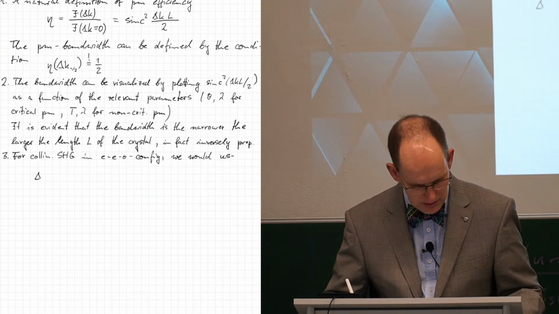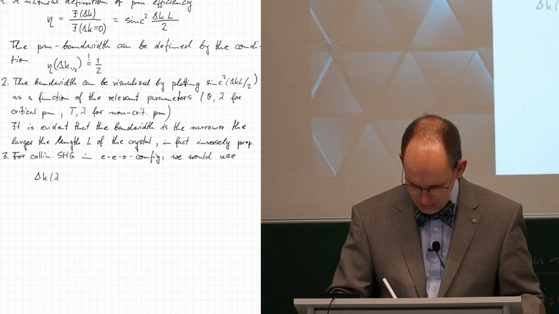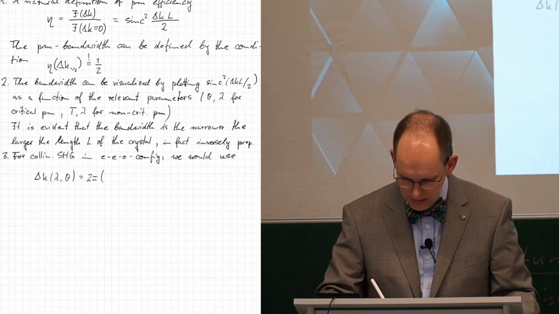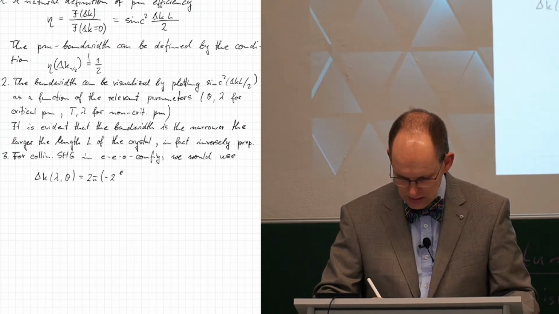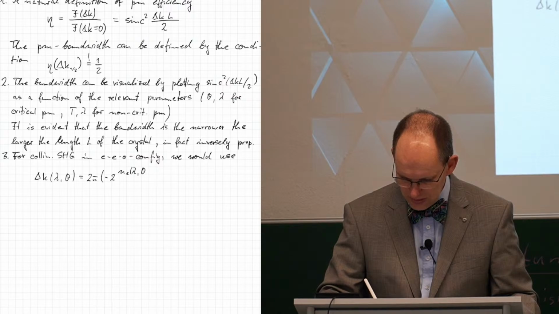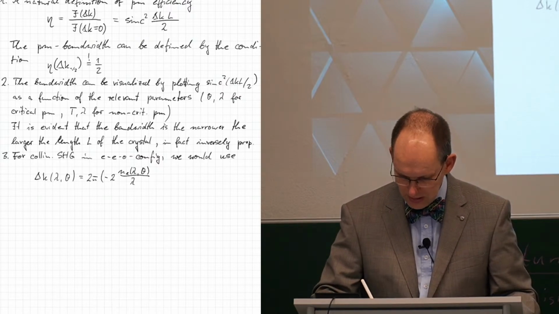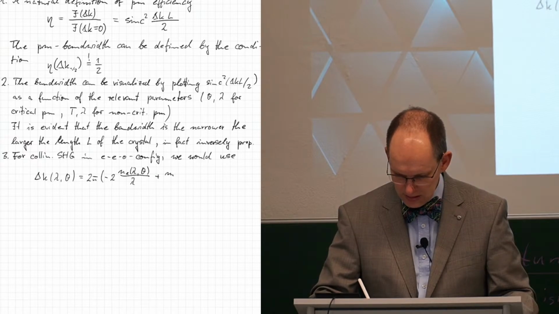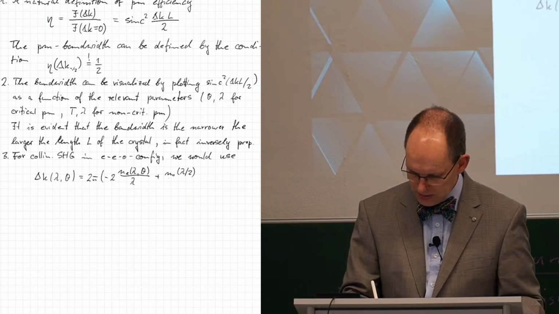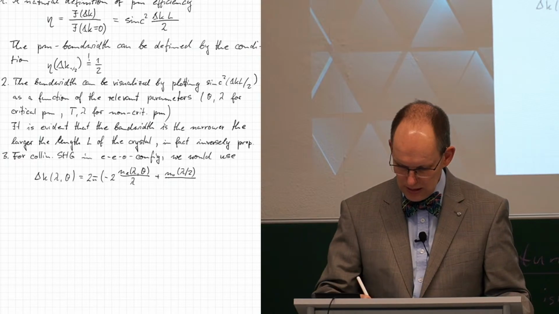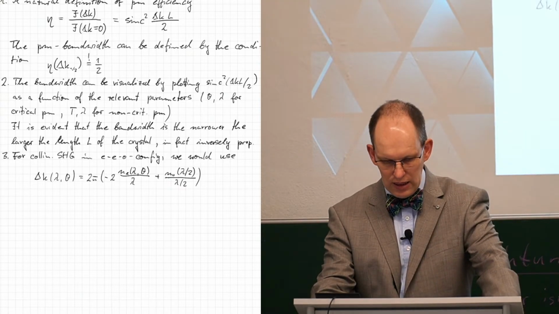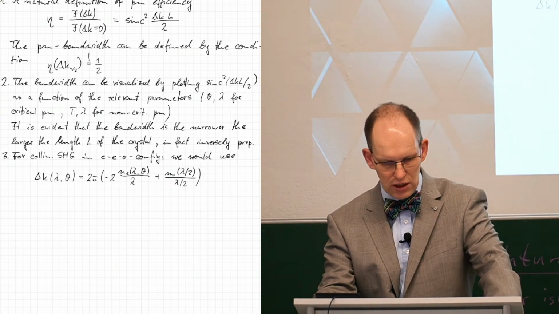We would use delta K of lambda and theta, and this is by definition 2 pi, and then minus 2 times the extraordinary index of refraction plus the ordinary index of refraction of half the wavelengths. So no theta here because it's ordinary, the ordinary polarization. So this is by definition the phase mismatch for second harmonic generation.